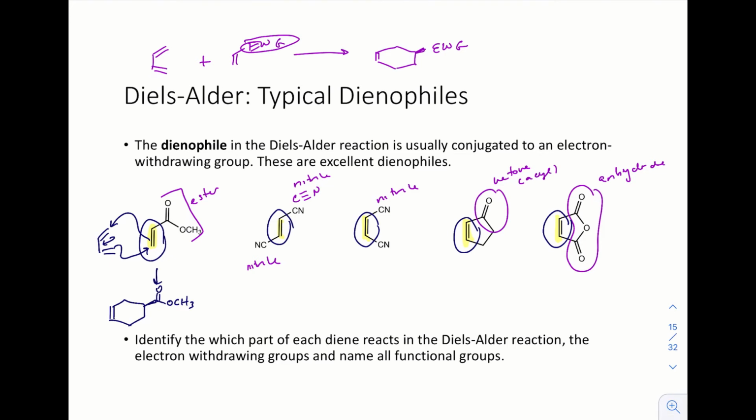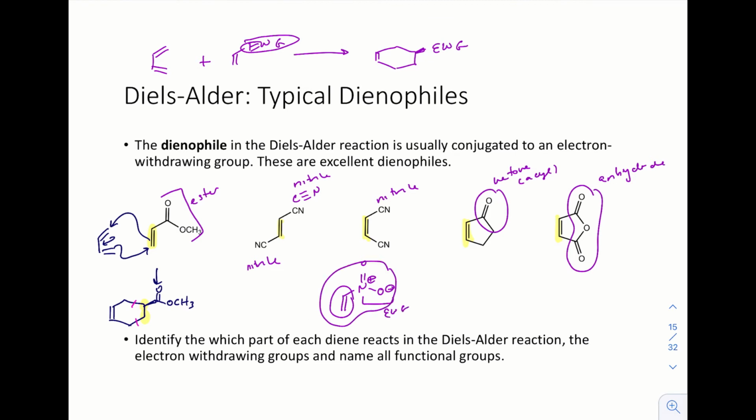However, in each of these cases, the alkene is conjugated, connected to part of a multi-center pi system with the electron withdrawing group. Various electron withdrawing groups are encountered in Diels-Alder reactions. Even nitroalkenes are encountered in Diels-Alder reactions, where this would be the reactive part, and the nitro group is the electron withdrawing group, and you can see that since all of these atoms are sp2 hybridized and adjacent to one another, this is a multi-center pi system.